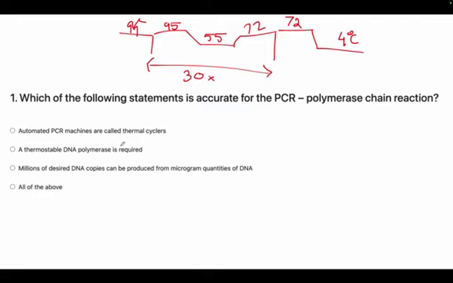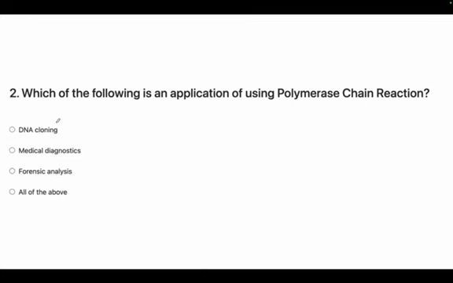Thermostable DNA polymerase is required, yes. Millions of desired DNA copies can be reproduced, so I think the correct option here is all of the above. Which is the following application of PCR? DNA cloning, medical diagnostics, for analytic analysis, and the answer is all of the above. We will discuss a little bit about how we can use PCR in these.